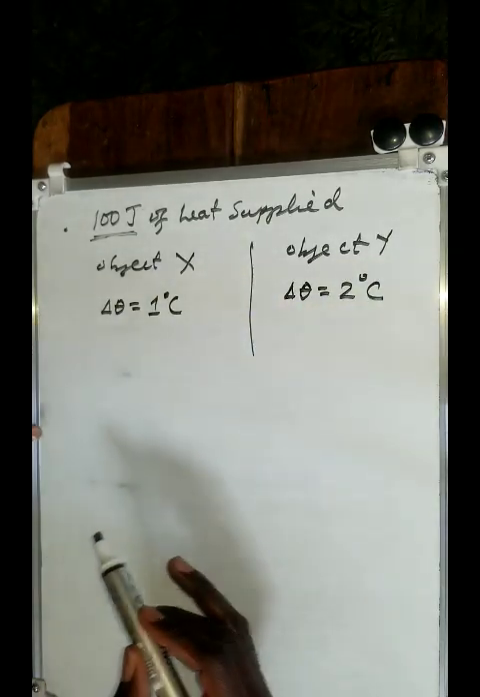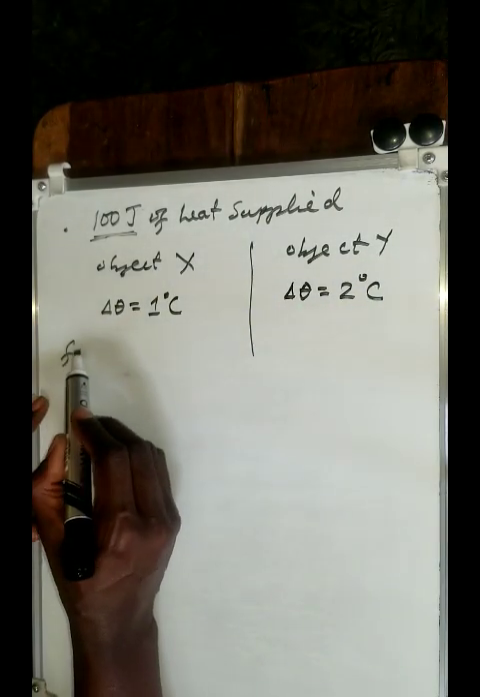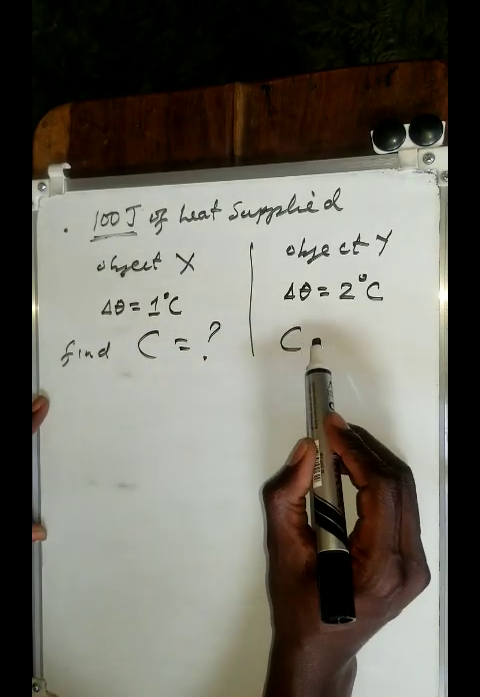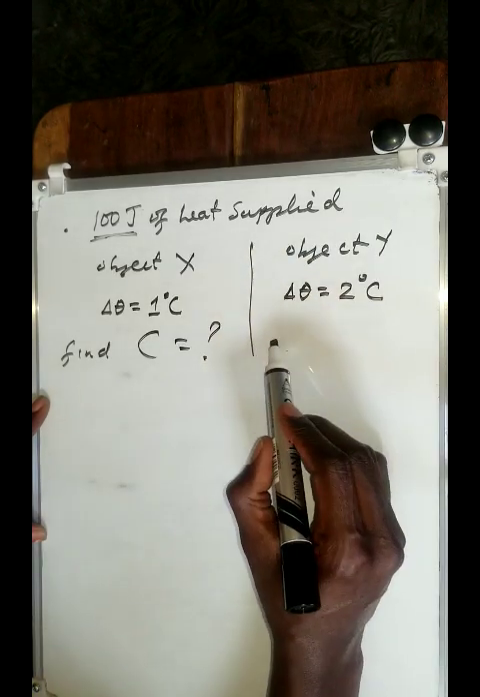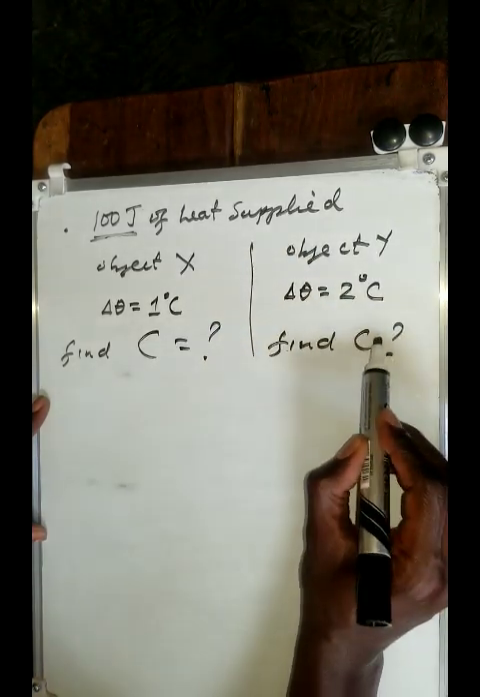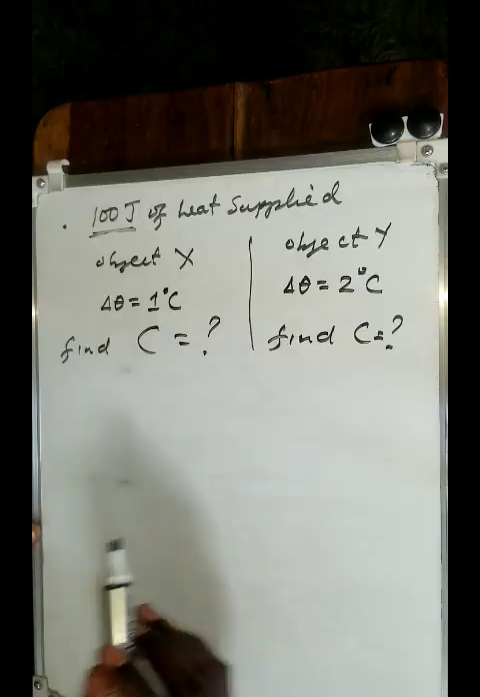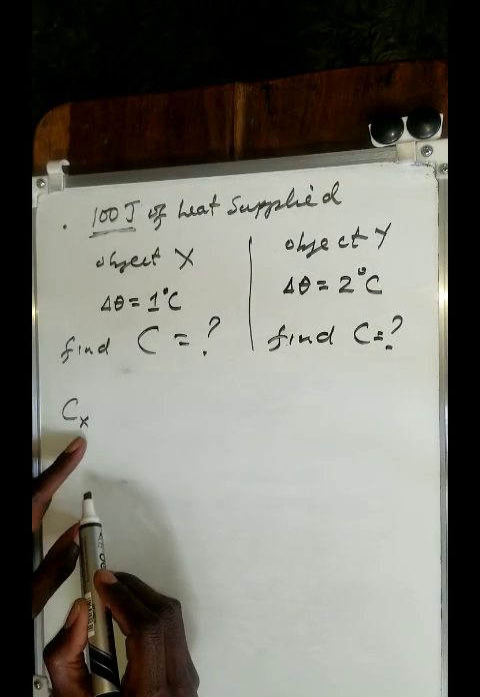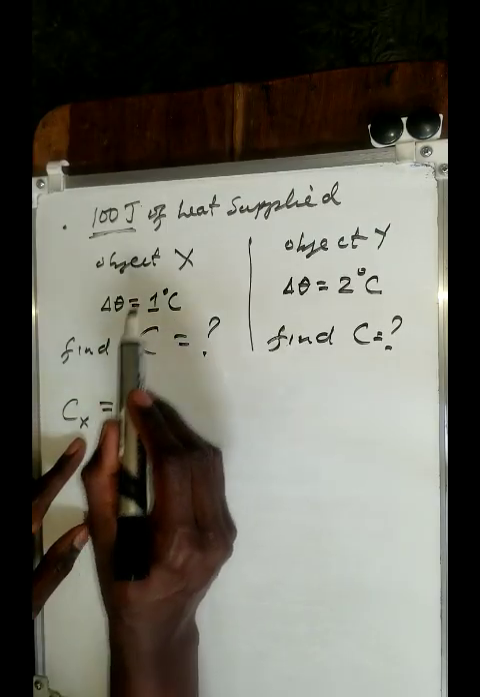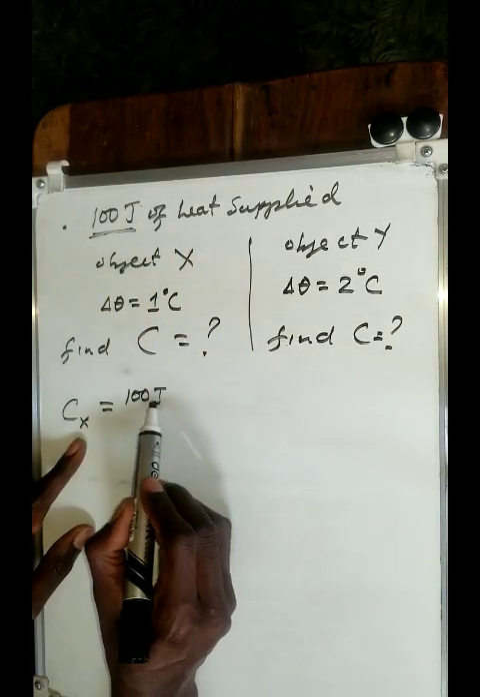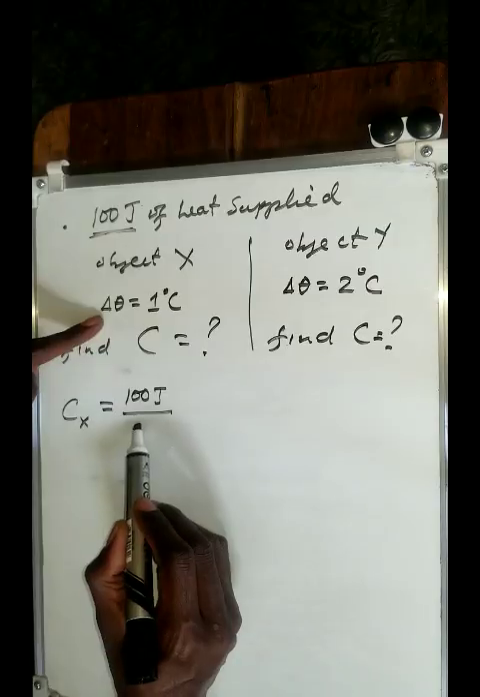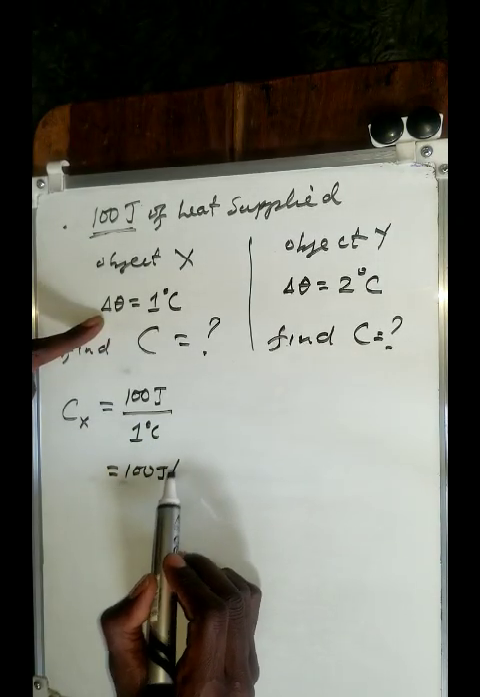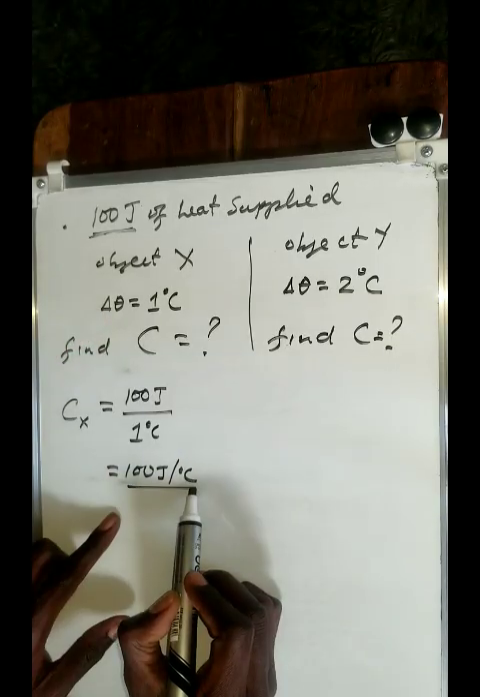What are the respective heat capacities? Suppose I told you to find capital C for both of these. What would be the heat capacity that they are going to have? We can actually work that out. The heat capacity for object X, let me say Cx, is going to be, remember, the energy that is supplied, which is 100 joules, divided by the change in temperature, which is 1 degree. This is going to give me 100 joules per degree Celsius. That would be the heat capacity.